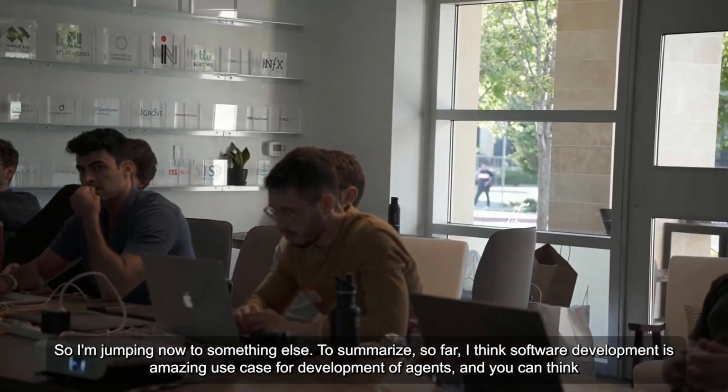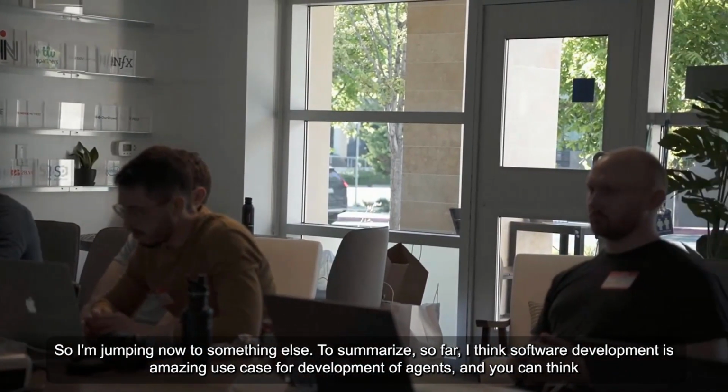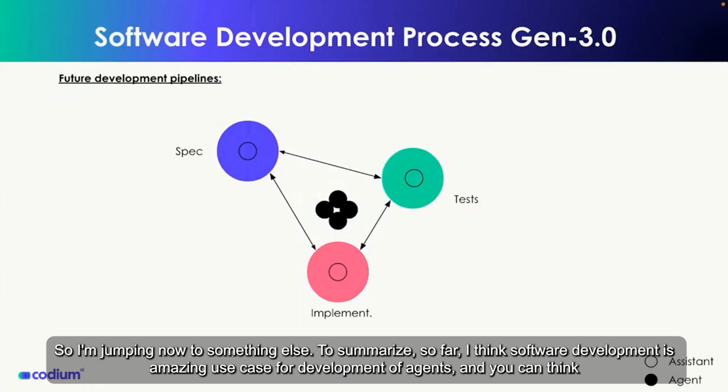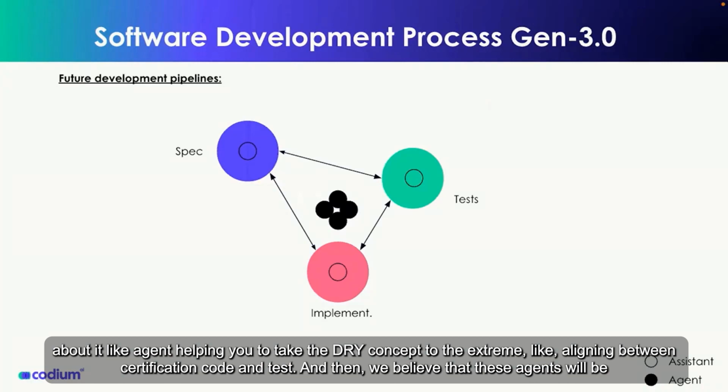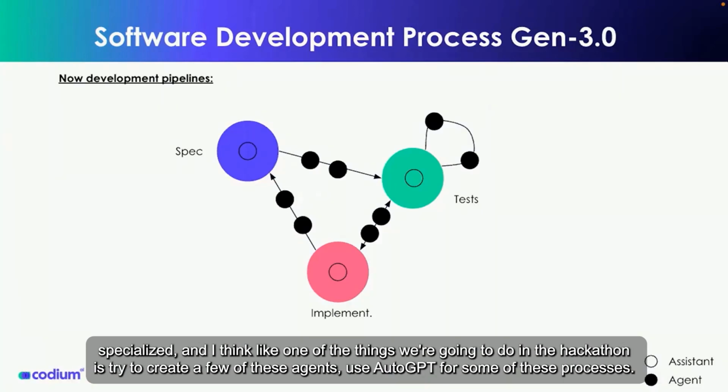I'm jumping now to something else. To summarize, so far, I think software development is an amazing use case for the development of agents, and you can think of it as an agent helping you take the DRY concept to the extreme, aligning specification, code, and test. We believe that these agents will be specialized, and one of the things we're going to do in the hackathon is try to create a few of these agents, using AutoGPT for some of these processes.